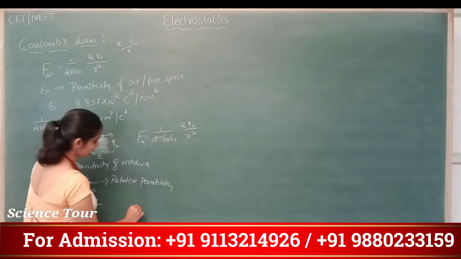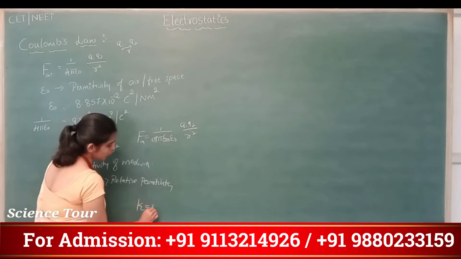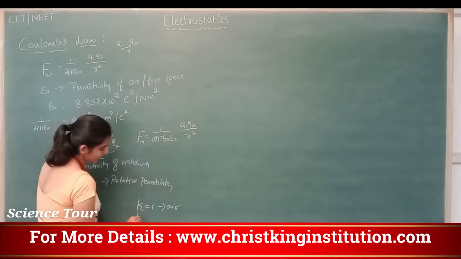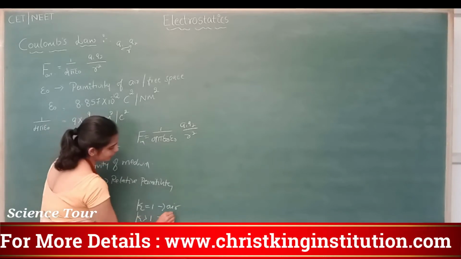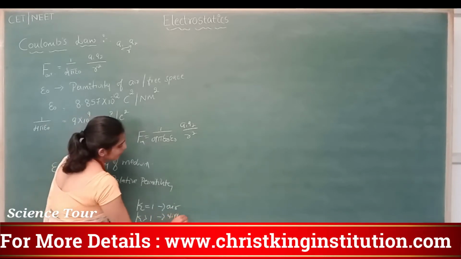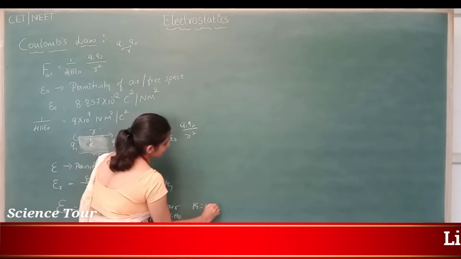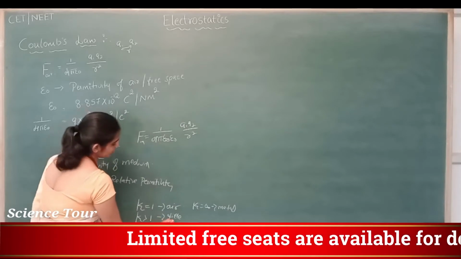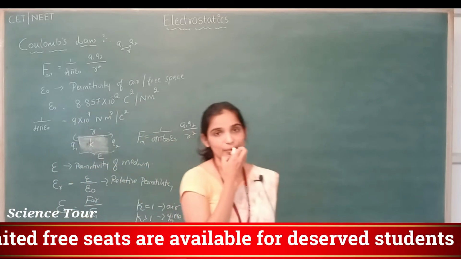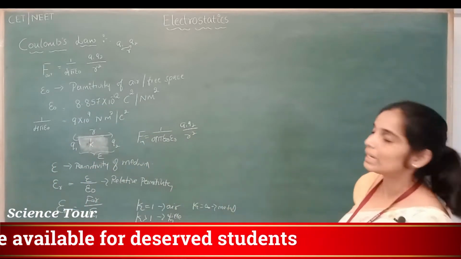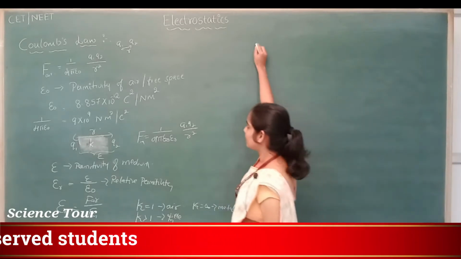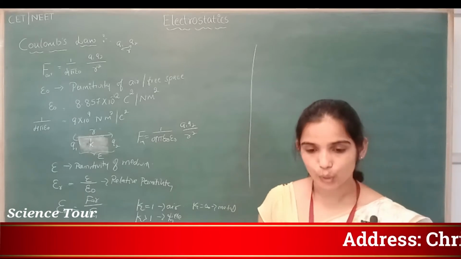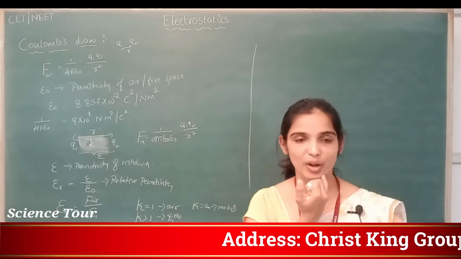What about the K value? K is equal to 1 for air, K is greater than 1 for a dielectric medium, and K is equal to infinity for any metal. So K is called the dielectric constant.